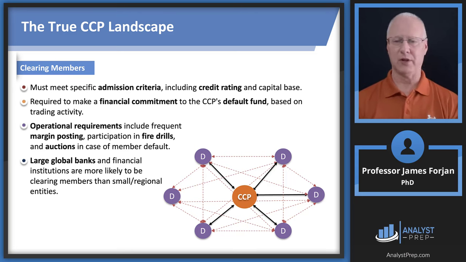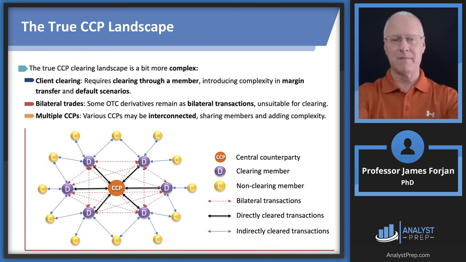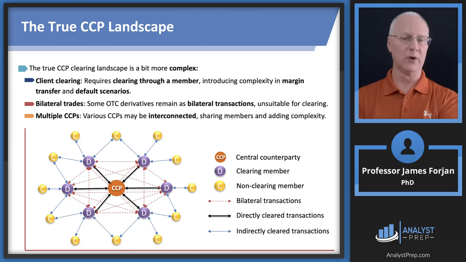All right, clearing members, I've given you a little hint about these kind of things. So they must meet admission criteria, so credit rating and capital base. So my John Deere riding mower is probably not going to be enough. But a second requirement is that there has to be a financial commitment to the central counterparty's default fund. Now, we'll talk about margins and default funds in just a few minutes, but think about it this way. If these clearing members contribute to a default fund, and somebody inside of this maze defaults, well, then we have this fund to go ahead and support those losses.